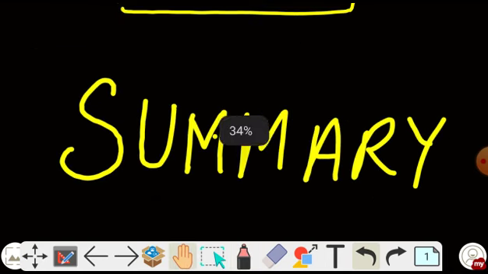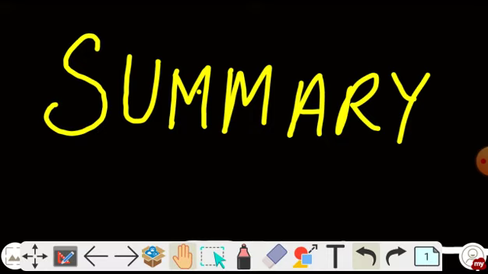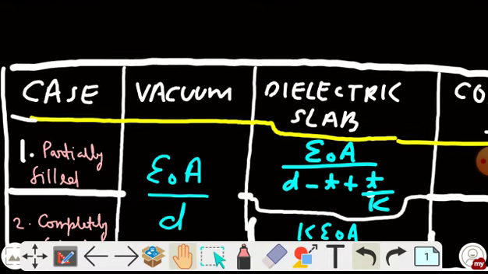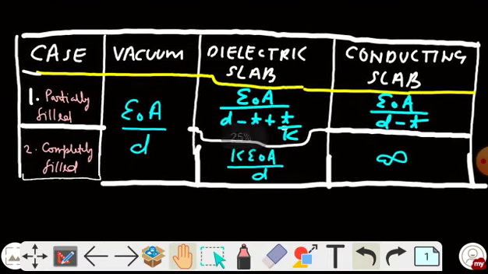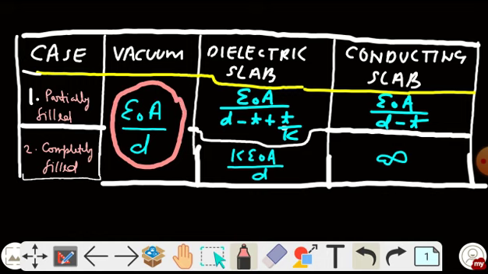Let's summarize the whole thing we have studied so far in the capacitor topic. With the help of this table, I will explain all the cases we have discussed so far. There are two rows: the first row is for the partially filled case and the second row is for the completely filled case. In vacuum, there is no partial filling; vacuum is always completely filled. When there is vacuum or air between the plates, the capacitance is given by epsilon naught A by D.